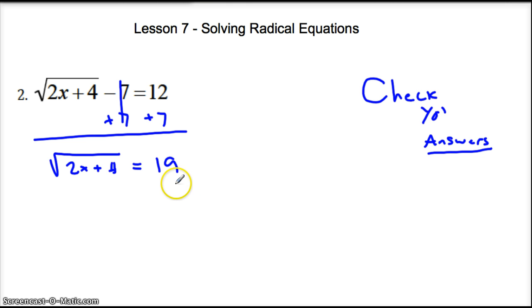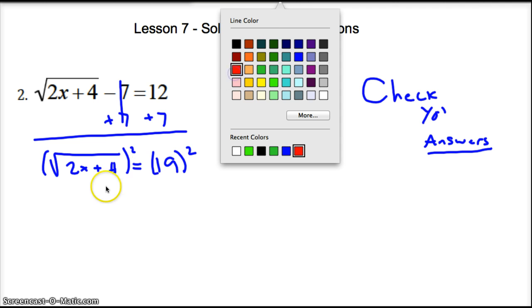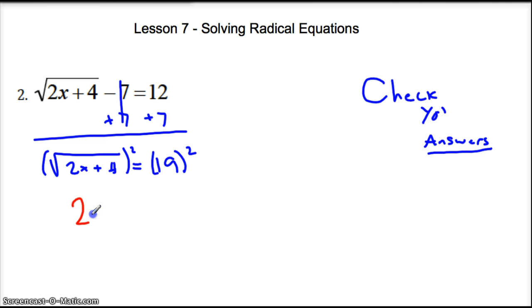Now from here, we want to get rid of this radical. That's basically my mission right here. And to get rid of a radical, all you got to do is just square both sides of the equation. That's fair game. We can do that. So we're going to square both sides. When I square this, the radical just goes away. It disappears like it never existed. It's gone. So we just rewrite it as 2x plus 4 equals 19 squared.